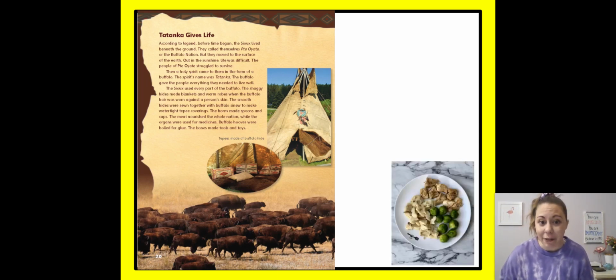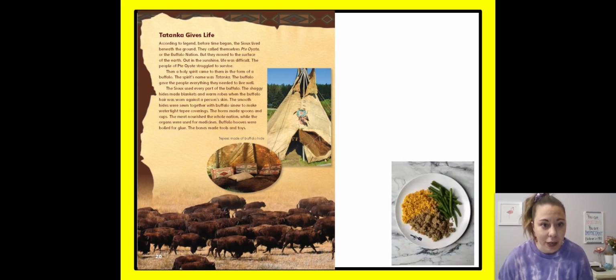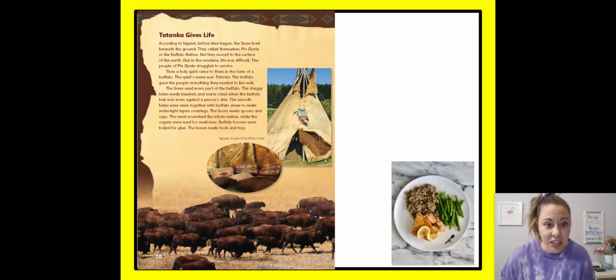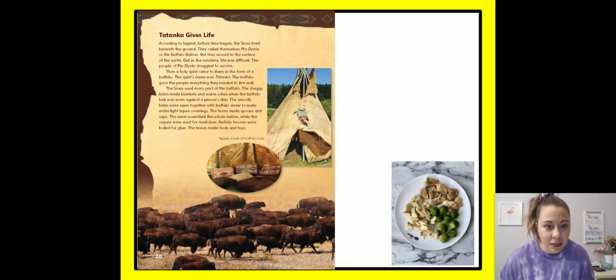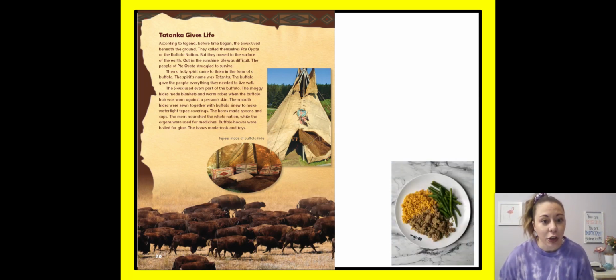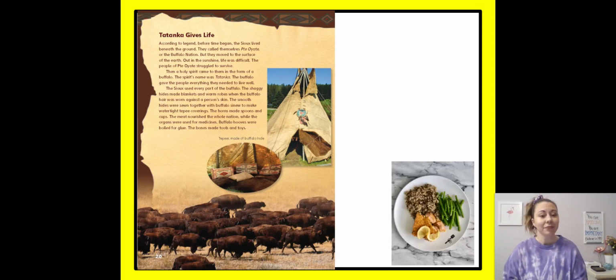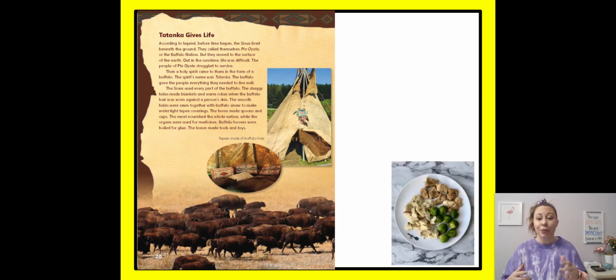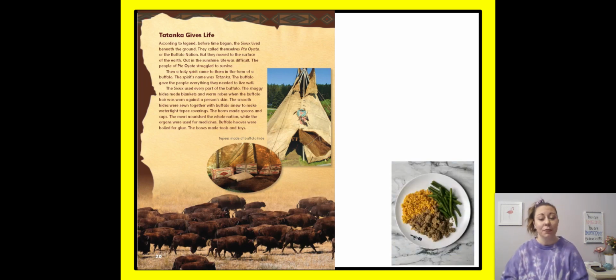The Sioux used every part of the buffalo. The shaggy hides made blankets and warm robes when the buffalo hair was worn against a person's skin. The smooth hides were sewn together with buffalo sinew to make watertight teepee coverings. The horns made spoons and cups. The meat nourished the whole nation, while the organs were used for medicines. Buffalo hooves were boiled for glue. The bones made tools and toys. So as you can see, it says that they used all of the buffalo, every part. And remember, it says that the buffalo also nourished them, so it provided them with the food that their bodies needed to be able to survive and grow.